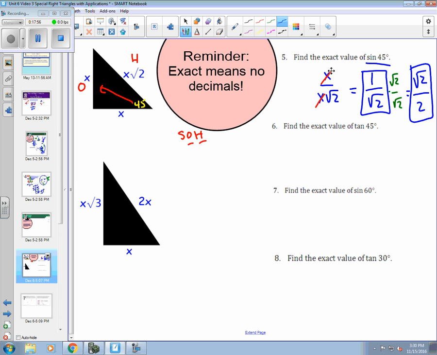All right, second one, find the exact value of tan 45. Okay, tangent, SOHCAHTOA, what is opposite over adjacent. Over on our picture here, we've got the opposite and adjacent sides. They're both x. And so on this one, tangent 45 is going to be x over x. Well, anything divided by itself is just 1. The answer to this one should be 1.